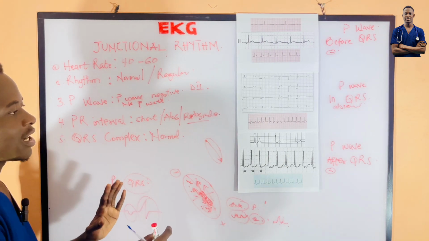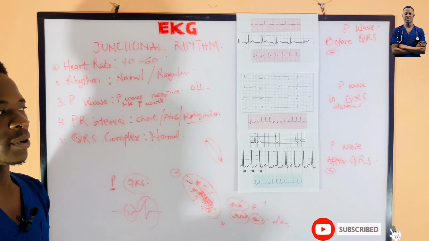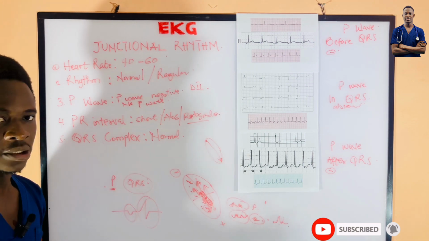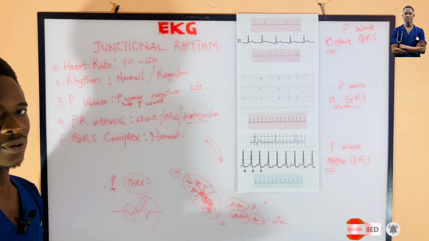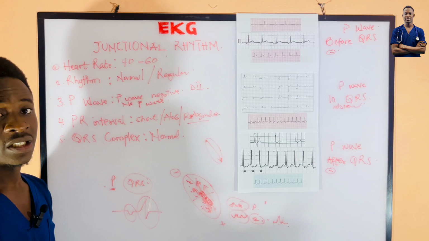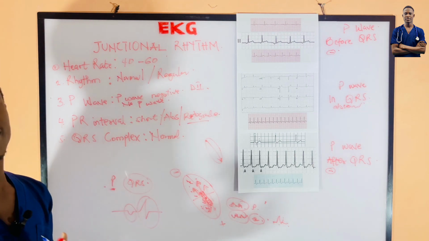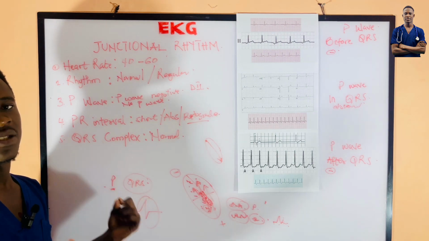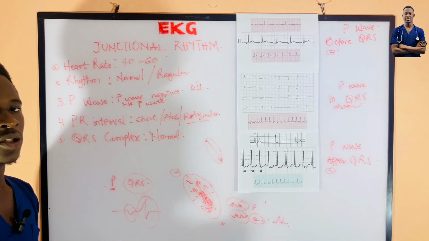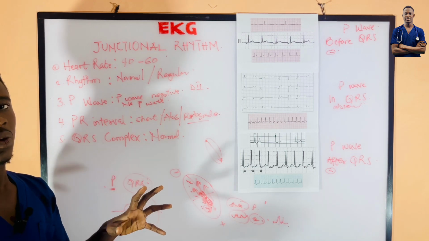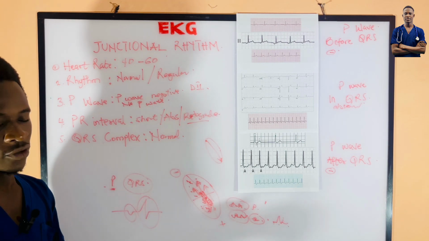So this brings us to the end of today's topic, which talks about junctional rhythm. That is the electrical impulse generated at the AV node and then transmitted throughout the entire heart, so that the heart can undergo contraction. Do you understand?